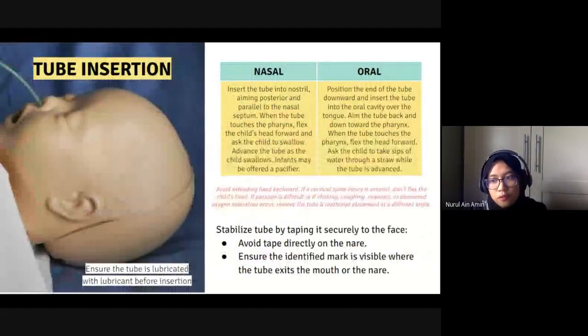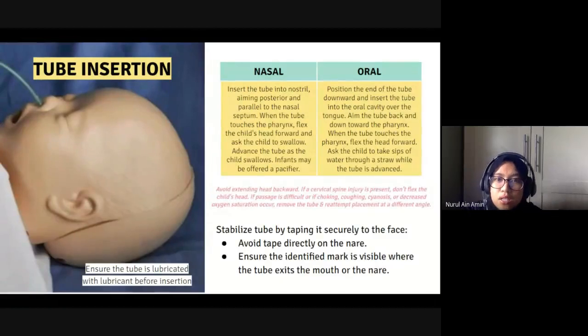Okay, so first of all, for inserting the tube, you're already wearing the gloves and all. You must ensure that the tube is lubricated. So you can use the water-soluble lubricant, or you can even use just the water. So for nasal, how you insert it is you put it into the chosen nostril, and then you aim towards the posterior and parallel to the nasal septum. And then when the tube touches the pharynx, you flex the child's head forward and ask the child to swallow. Then you try to advance it forward.